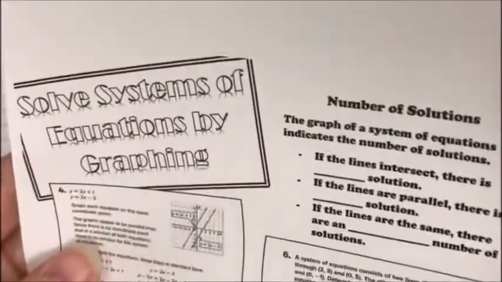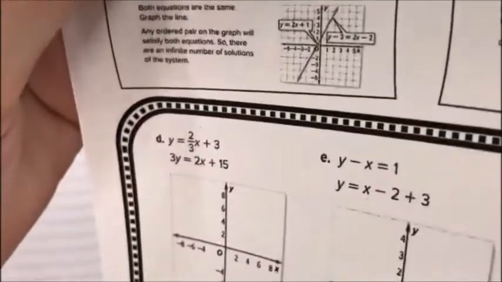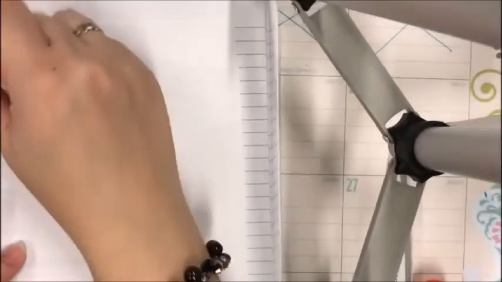On page 68, you're going to glue in the one that says solve systems of equations by graphing with letter A on it. That's page 68. On 69, you're going to glue in the other one, solve systems by graphing. This one has D, E, and F try-it problems on it. So that's 69.